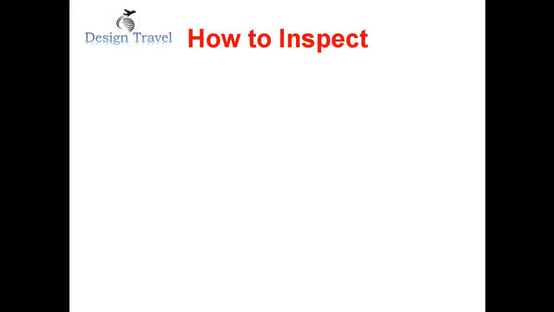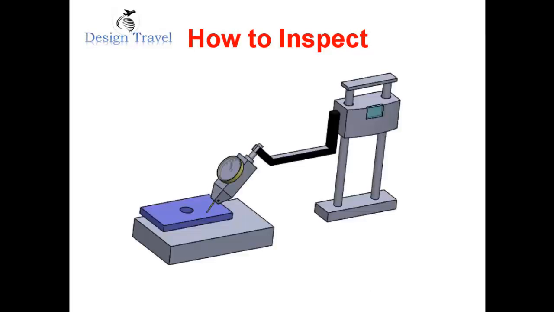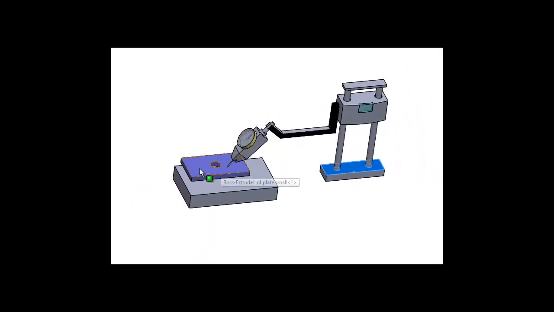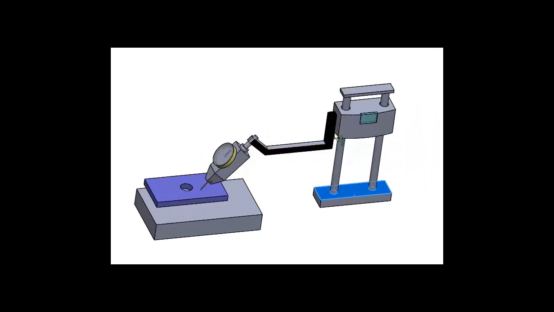Here we will see how to inspect the part which we manufactured. For this example I am taking the same object placed on this base. The right side is the height gauge. We will see this in a separate video. The manufactured component will be placed on one base. It will be fixed and the height gauge is movable.